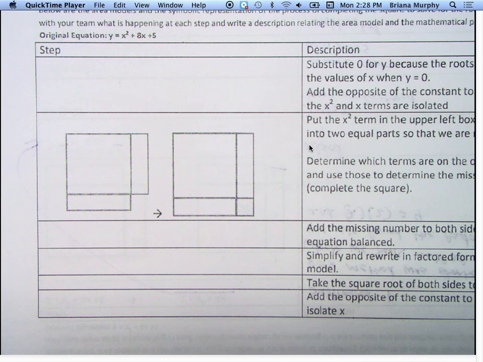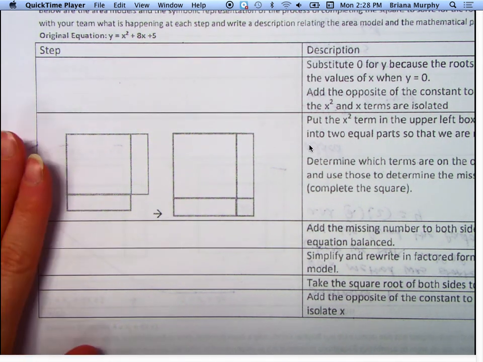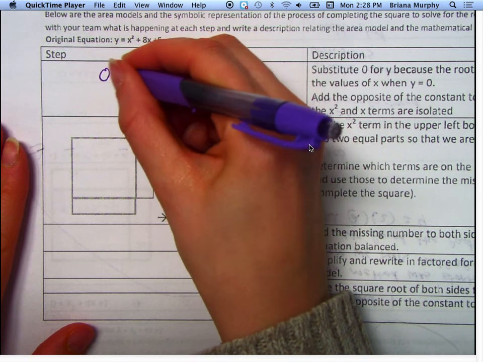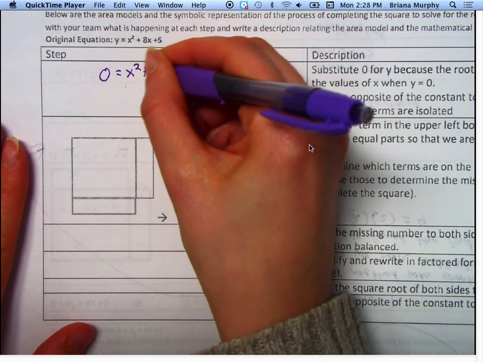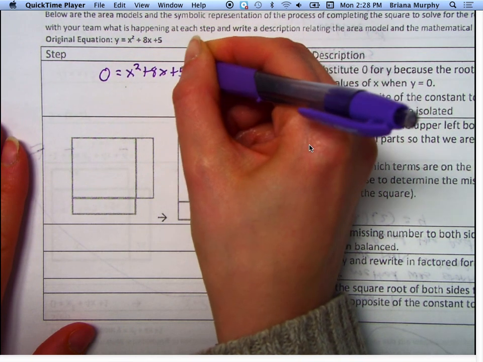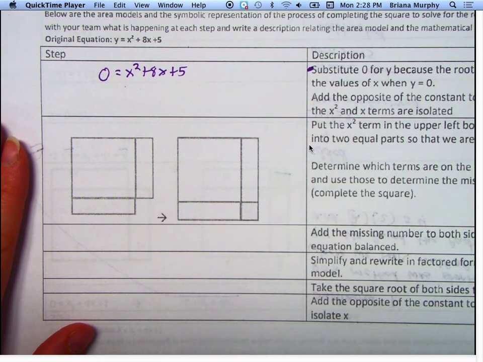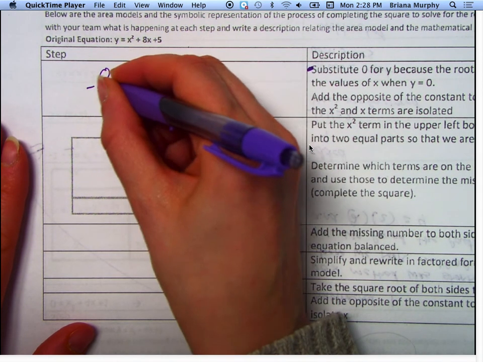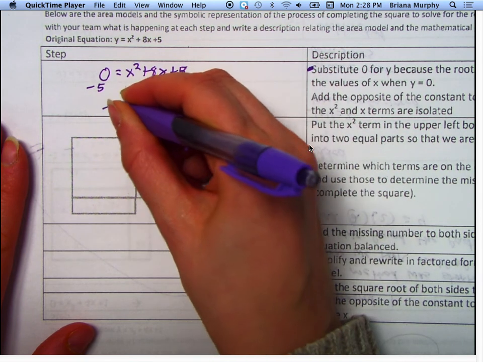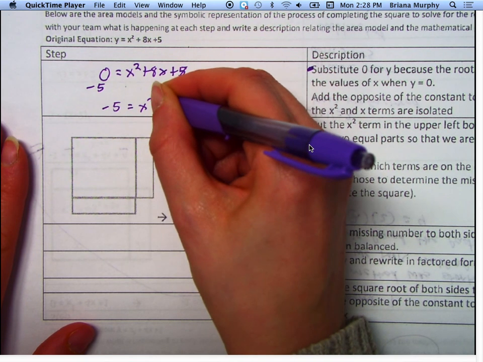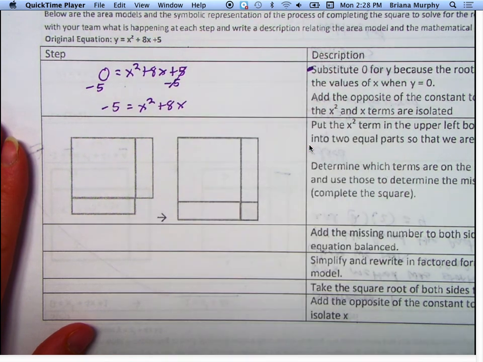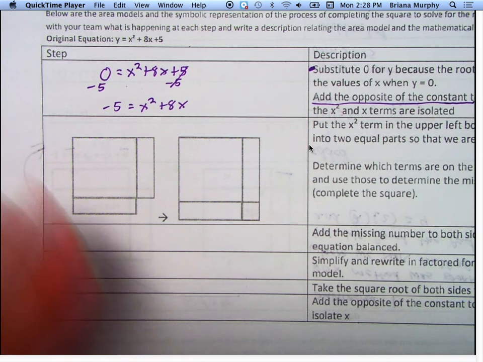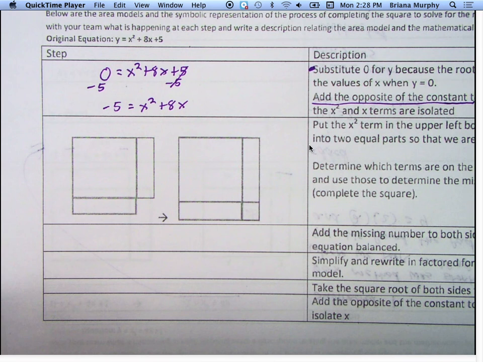All right, guys, I'm going to start this. So here's my first step. I'm going to change it to 0 equals x squared plus 8x plus 5. That's what it tells me to do first, right? Yeah. And then it says subtract 5 from both sides. So negative 5 equals x squared plus 8x. Add the opposite of the constant, the number that doesn't have a variable next to it.